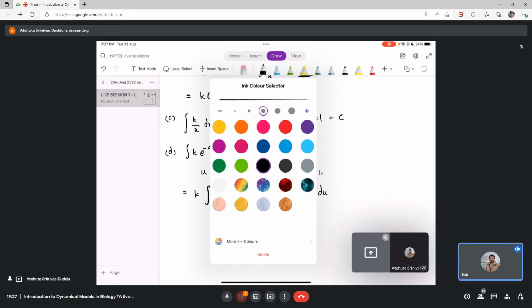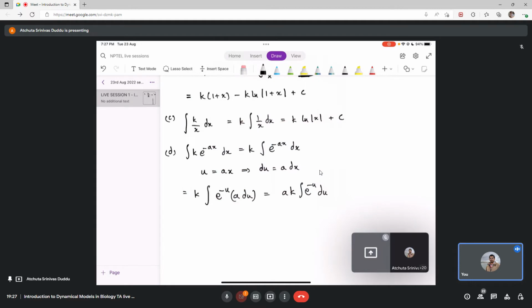Actually, we could take u equal to minus ax instead, so that would make our life simpler. Then this would just be e power u, and we have minus a times du. So we have minus ak as a constant outside, times e power u, into the integral of e power u du. Again, for the integral of the exponential function e power x dx, the rule which we will be using here is e power x.